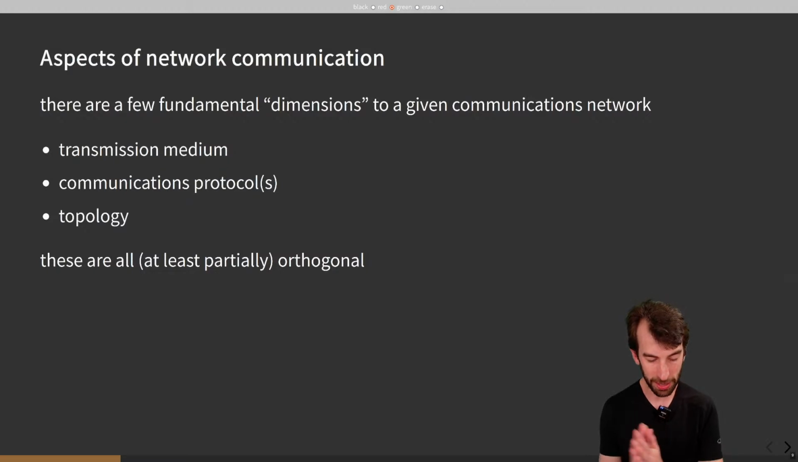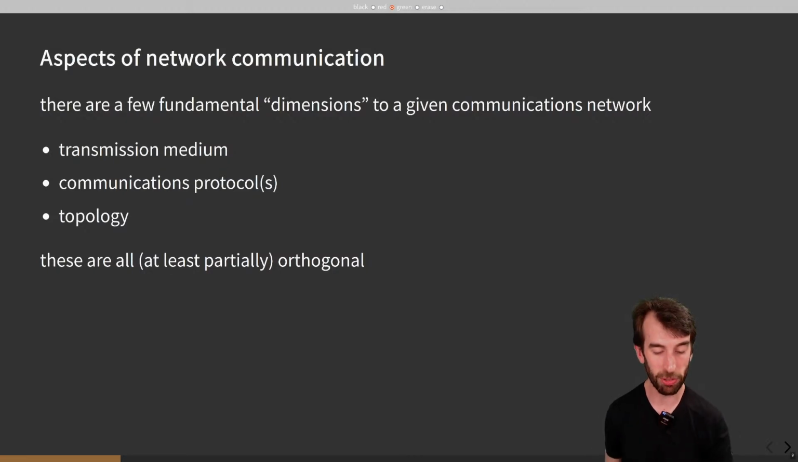So back to network connections. There's a few dimensions of networks that I want to talk about, and we'll talk about these today. One of these would be the medium of transmission. Another one would be the kind of protocol that you're using for communication. And another aspect would be the topology of a network.